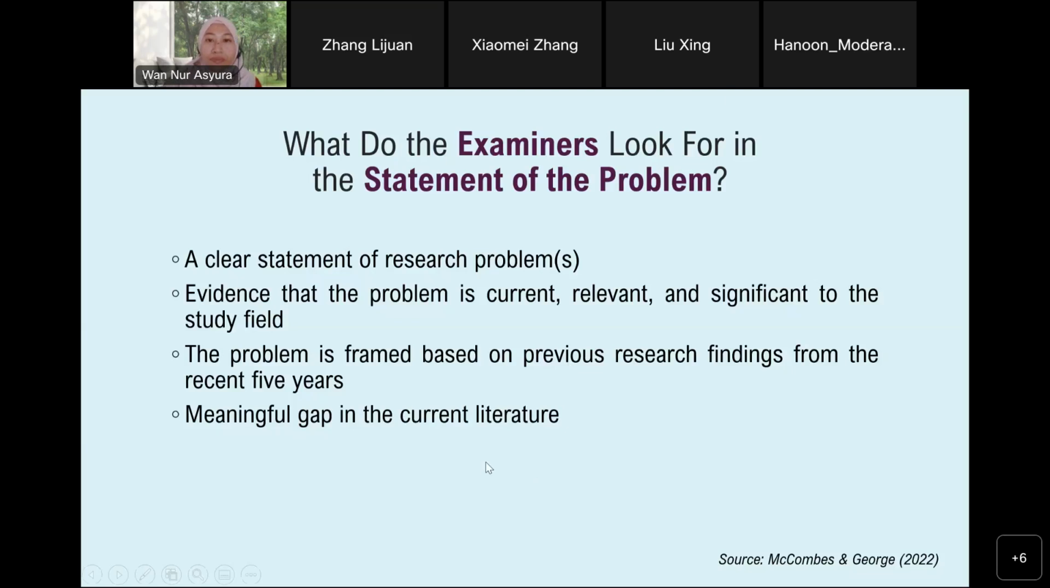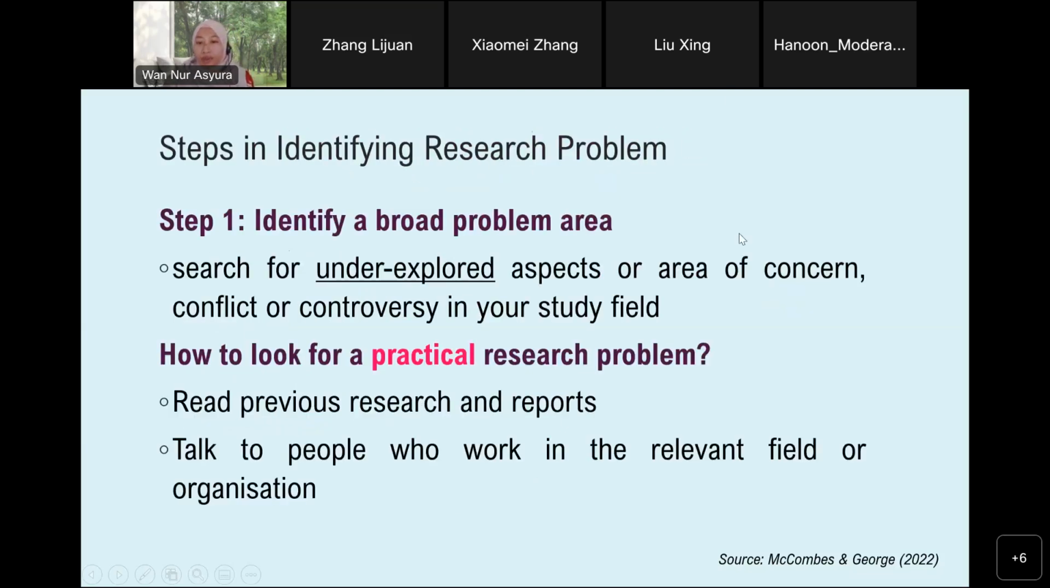Right, so I have outlined 2 steps basically in identifying research problem, right?